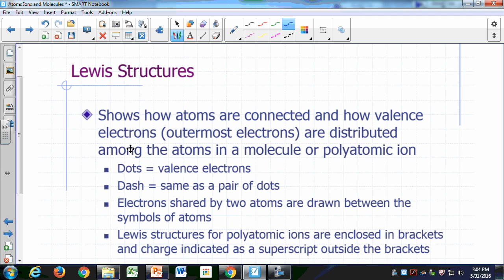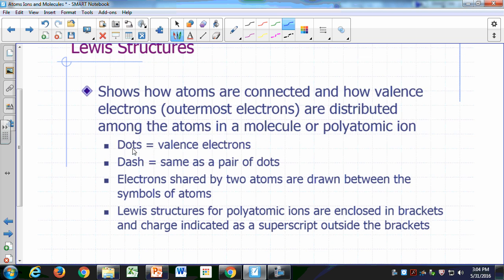Alright, let's talk about Lewis structures now. A Lewis structure is just a sketch or a diagram that shows how atoms are connected in a molecule or a polyatomic ion and how the valence electrons are distributed among the atoms. Valence electrons means the outermost electrons. So when atoms share electrons, they just share the outermost electrons. Those are called valence electrons. So if you draw something that shows how the atoms are connected and how the valence electrons are distributed, then you have what's called a Lewis structure.